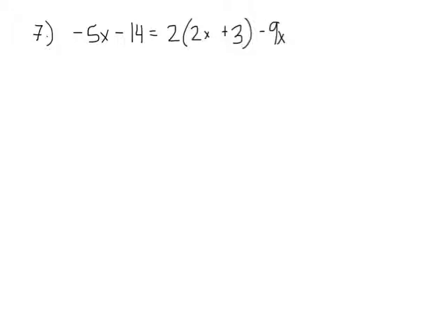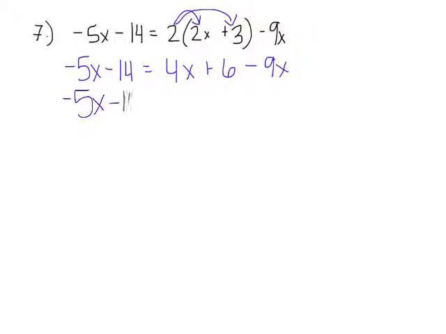For this example, we're going to have negative 5x minus 14 equals, and I'm going to distribute my 2, so I get 4x plus 6 minus 9x. And I want to combine my like terms on this side of the equation, so I get that negative 5x minus 14 equals 4x minus 9x, which is negative 5x, plus 6. So now let's go ahead and solve for x. I'm going to add 5x to both sides.